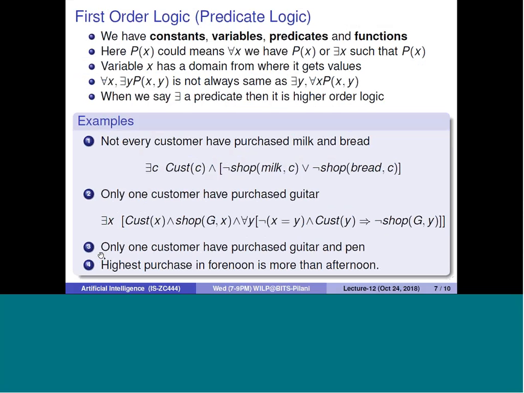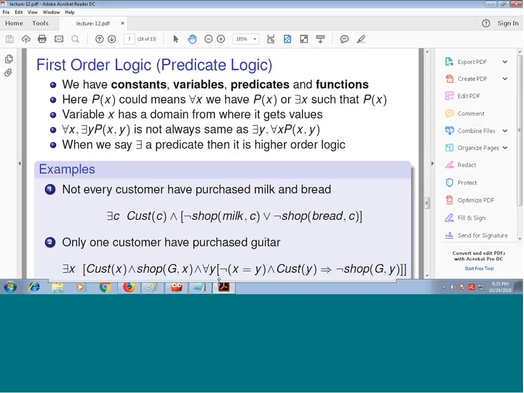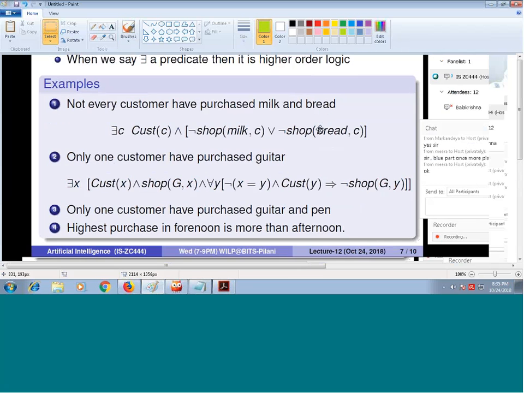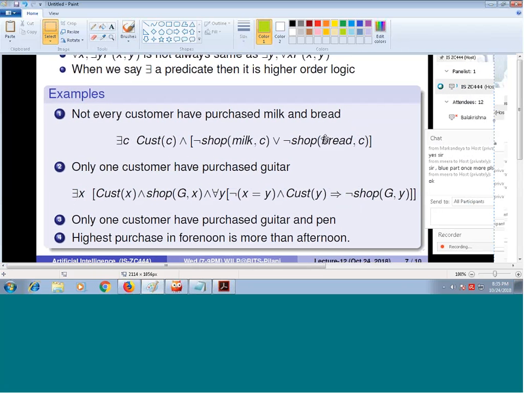Now the next statement is even more interesting. And what is this? Only one customer had purchased guitar and pen. Only one customer has purchased guitar. If I ask that only one person has purchased guitar and pen, how can you modify this? The question is: only one customer has purchased guitar and pen.